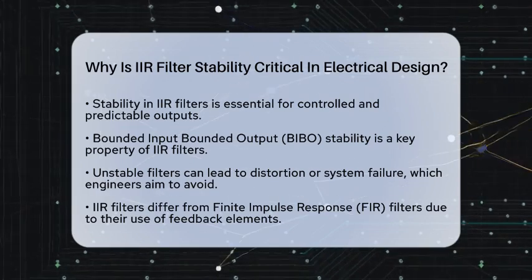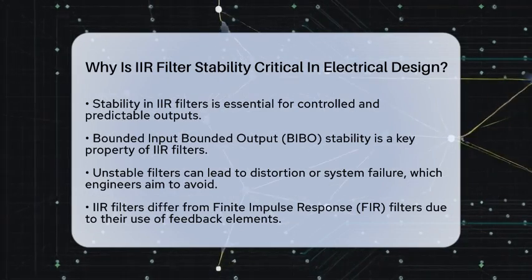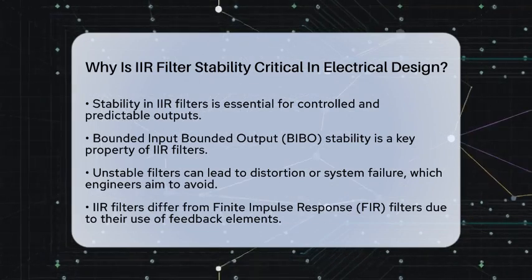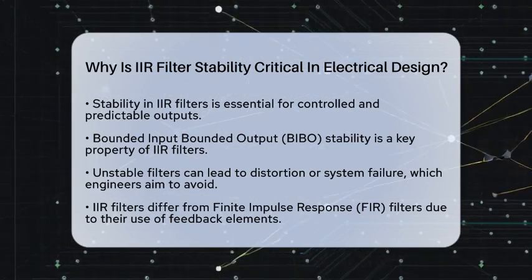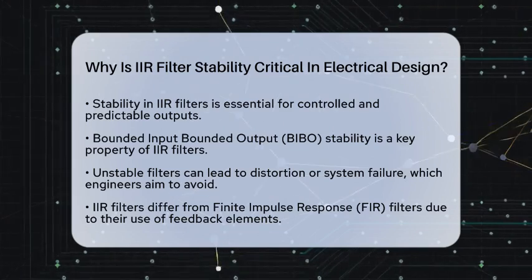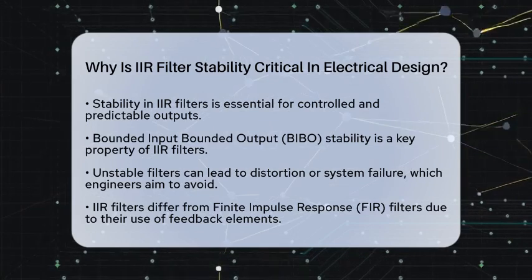This property is known as bounded input, bounded output stability. If a filter is unstable, the output can spiral out of control, leading to distortion or even system failure. That is something no engineer wants to deal with. Now, what sets IIR filters apart from finite impulse response filters?